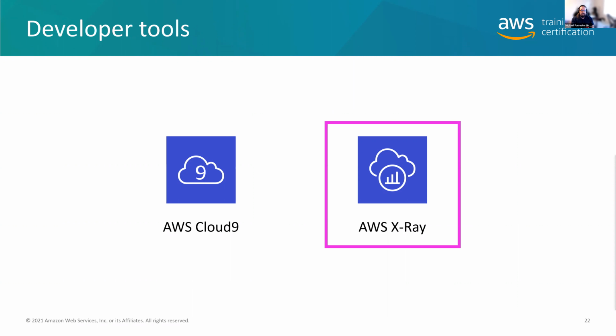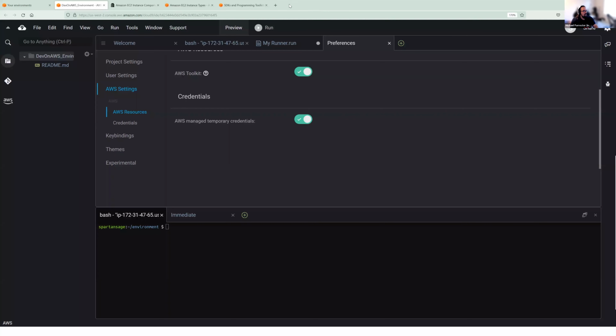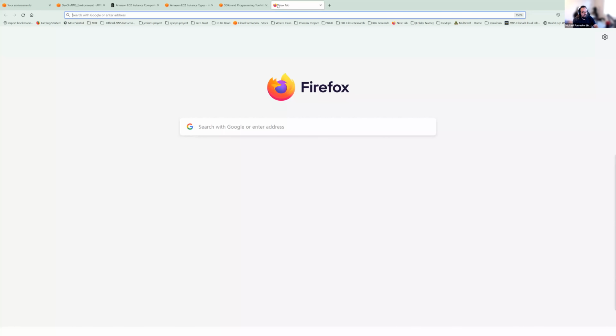X-Ray is a little different because X-Ray is basically an end-to-end kind of service mapping tool that will also show you any kind of performance errors or challenges. It'll show you performance bottlenecks. It'll give you a service map to show you end to end. Let me get you a good picture of this because it's actually pretty nice.